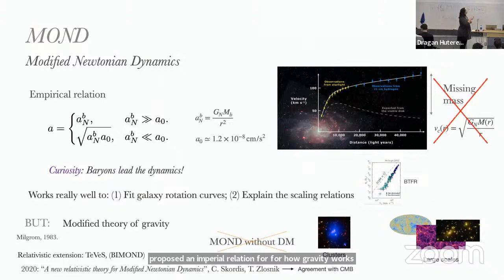So he said, the acceleration that we have in a system is going to follow the Newtonian acceleration in places where the acceleration is large. So in places where I have large accelerations, it follows Newtonian dynamics exactly, and this is like the beginning of this curve. But in other places where the acceleration is small, we have to take the geometric mean of the Newtonian acceleration and this parameter a0 that you get from the scaling relations and everything. And this is an empirical relation.